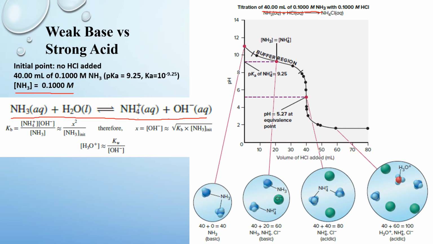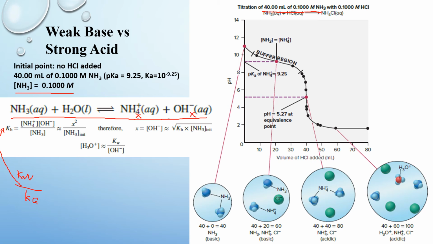Using the same approach, we can use the expression for Kb. Kb can be calculated by Kw divided by Ka, and Ka is given. So first we calculate Kb, and then using the Kb value and this expression, calculate x, the hydroxide generated.